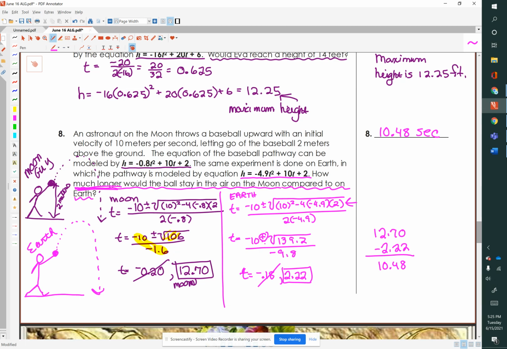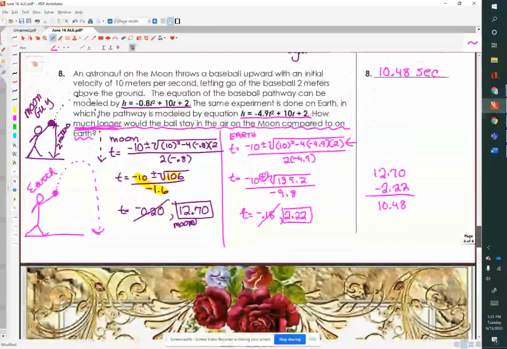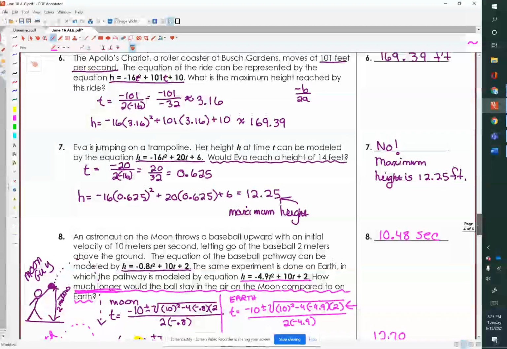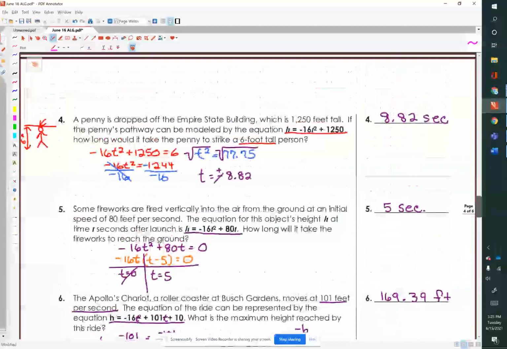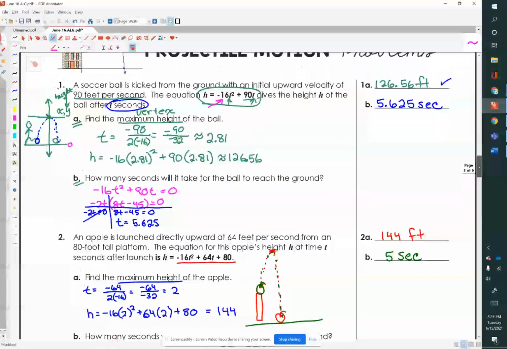So those are some pretty interesting problems. You've got some extra activities you can do if you finish early, but this should get you through your quadratic escape room H, and you should be good with that.